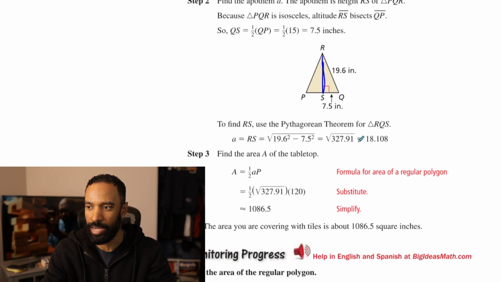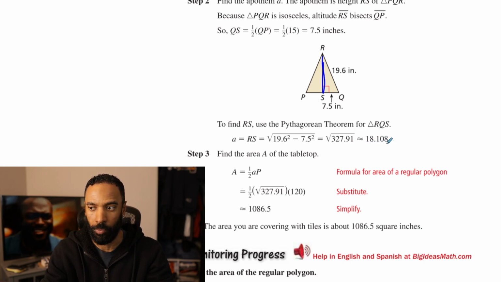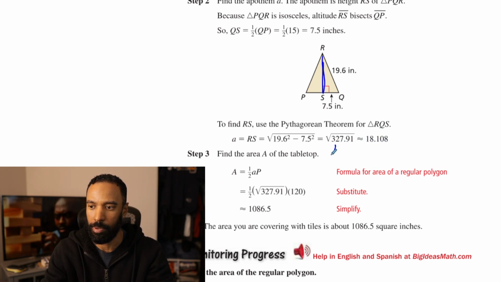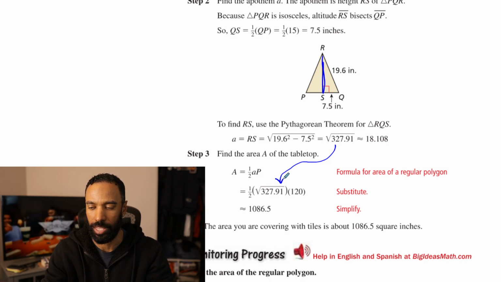So you can use that, and do not round this early, by the way. They're just saying this is about the apothem's length, but notice that they use the exact value in the calculation. Thank goodness. And they're going to do 1/2 apothem times perimeter.